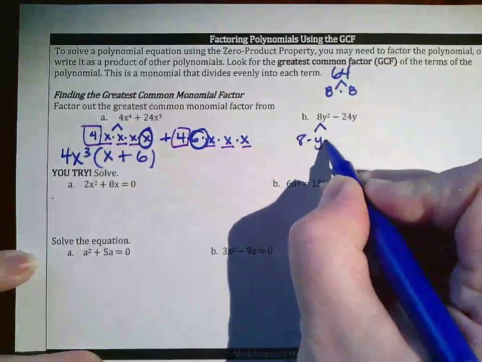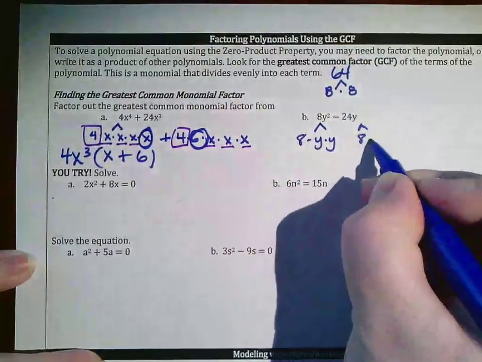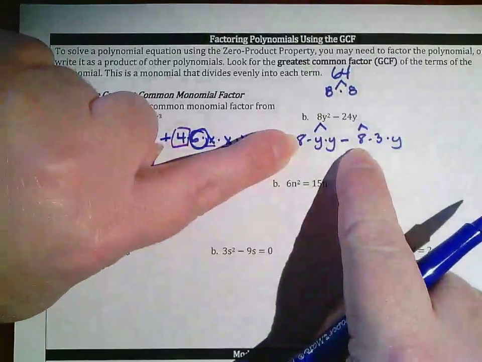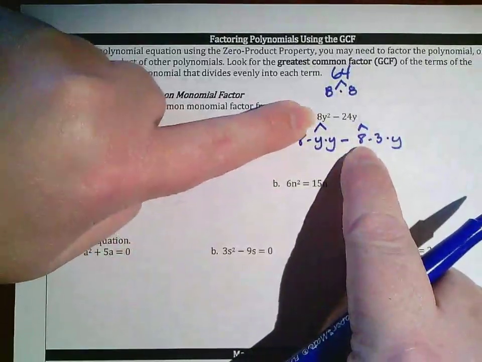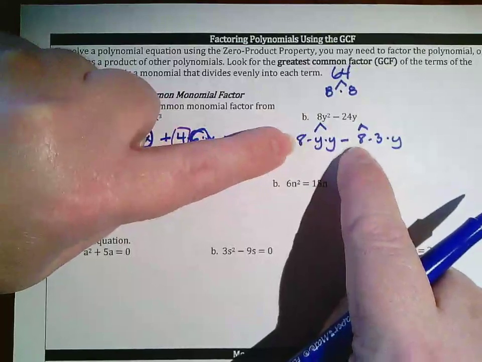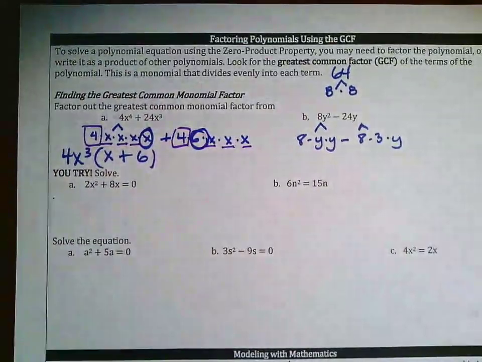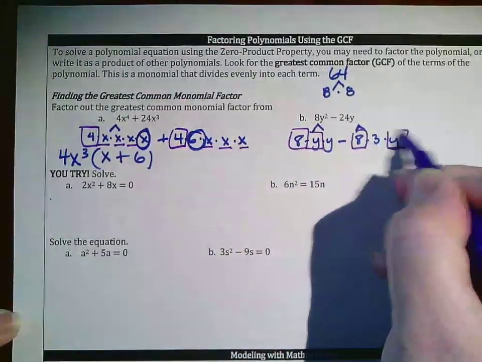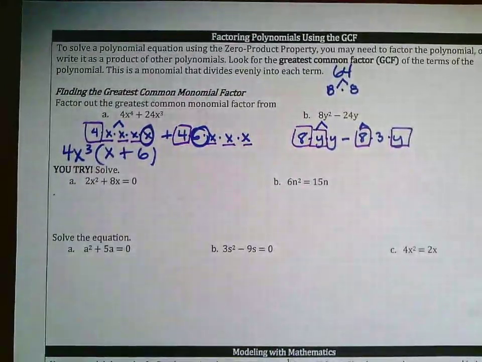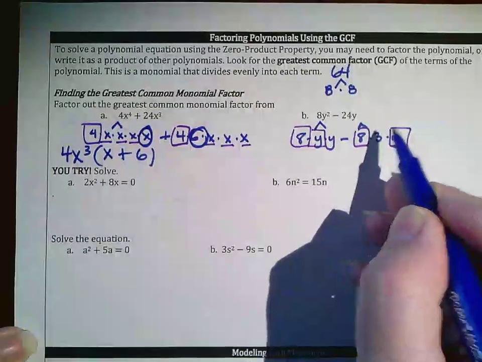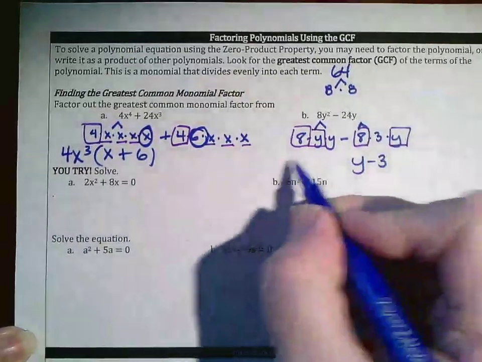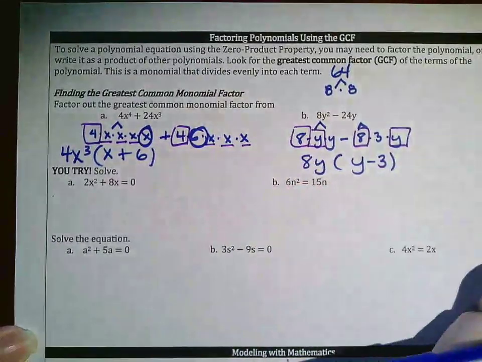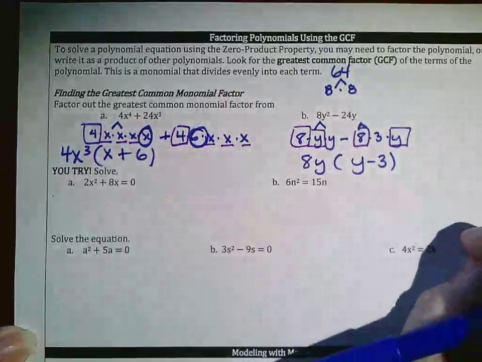8 times y times y, 8 times 3 times y. Again, I chose the 8 times 3 because I knew I had one in my other problem and I knew that would work. Again, you're going to get really good at this after a while. So I got my 8, I got my y. These are in common. What was left over? Y minus 3. So you have y minus 3, and you're pulling out that 8y. You multiply this back out using distribution, you get this as your answer.